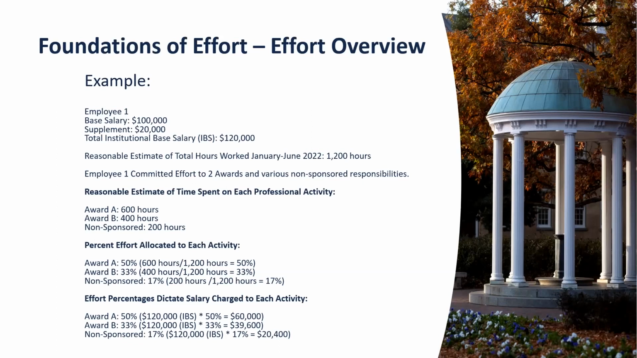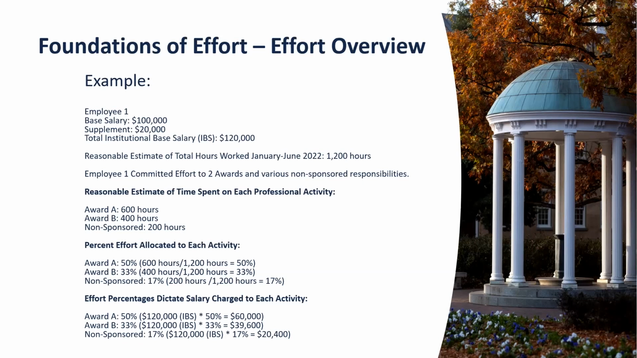Time drives the effort calculation, so we are going to use those percentages then to determine how much salary should have been charged each award. So that calculation is to take the IBS, 120,000, multiply that by the effort percentage we just calculated. In this case, looking at award A, that's 50%. And we see that we should have charged $60,000 to that award.